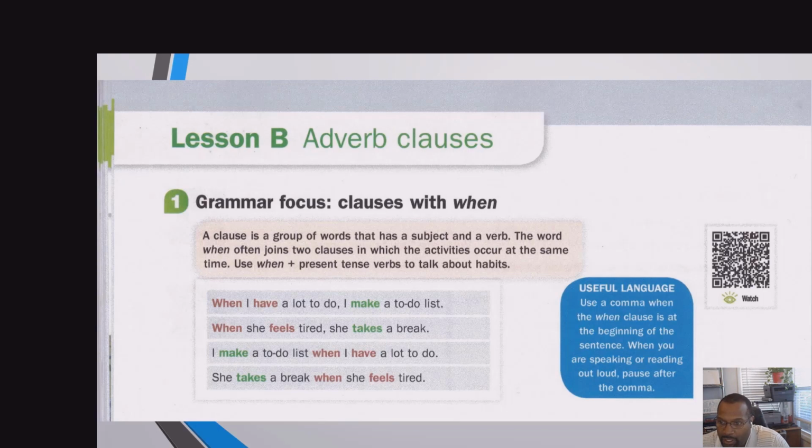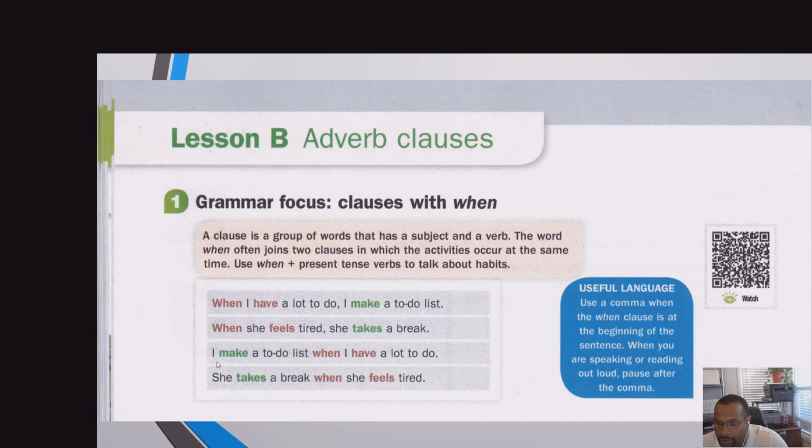All right, when I have a lot to do is one clause. I make a to-do list is another clause. All right, so when we have the word when at the beginning of our clauses, and we join the two clauses, we have to use a comma. All right, so when I have a lot to do, comma, that's one clause. Here's the next clause. I make a to-do list.